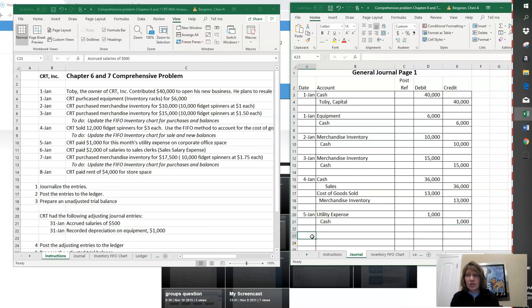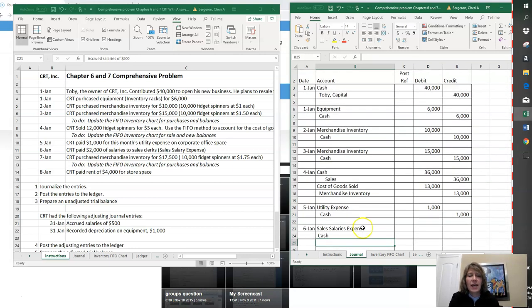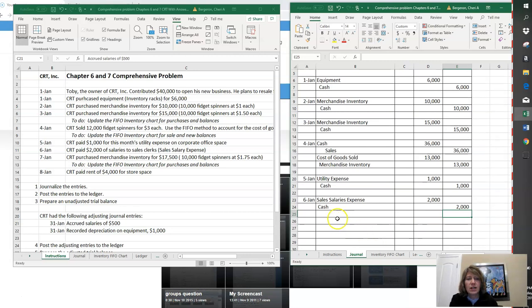All right, and then on January the 6th, I paid salaries to sales clerks. So expense goes up with the debit. And if I look, I believe this is called sales salaries expense. And if I look, it's cash. All right, so that's $2,000. Expenses go up with the debit, cash goes down with the credit.